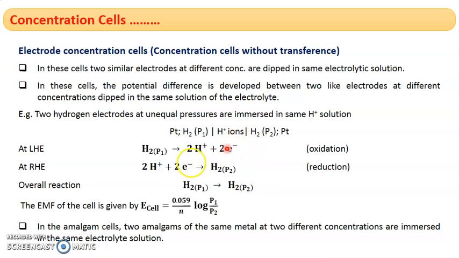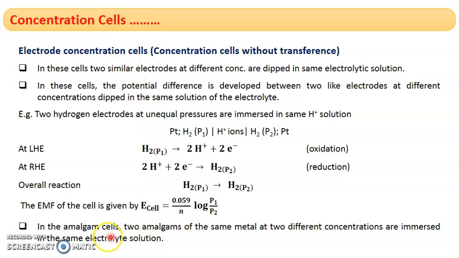Okay, and EMF of this concentration cell is given by E cell is equal to 0.0591 by n log P1 by P2. So substituting those two values P1 and P2, and valency is 2 here, we will get E cell. And one more point here is in E cell, standard EMF of the cell is 0 in concentration cell, as we are using electrodes of the same composition. So by using this formula, E cell is equal to 0.0591 by n log P1 by P2, we can find out the EMF of the electrode concentration cell.